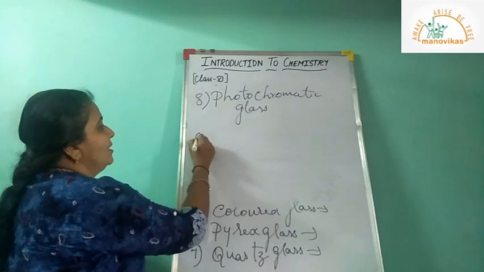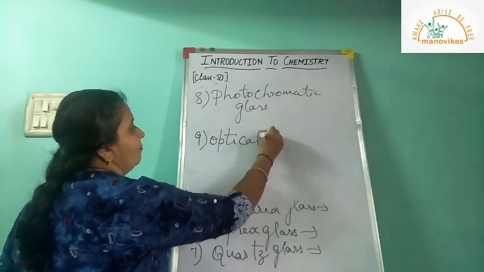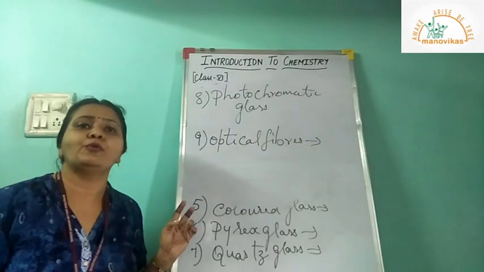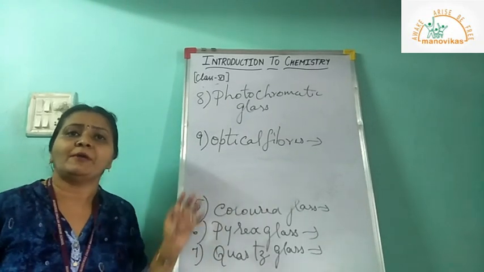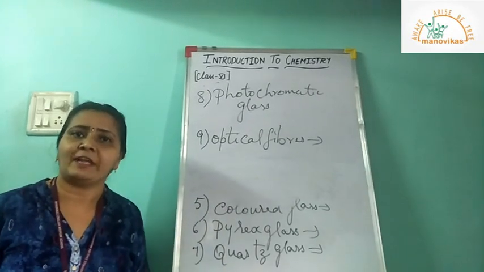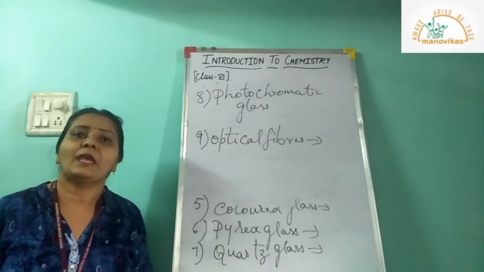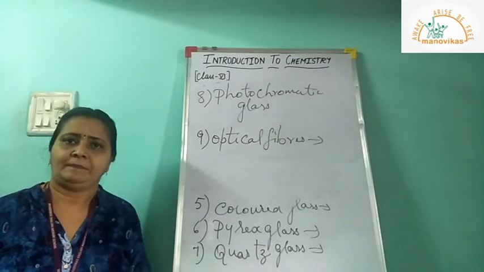Now the last one is optical fibers. Glass is used to make optical fiber. The fibers are very transparent and flexible. It is used in making medical instruments, cable wires, telephone wires, etc.